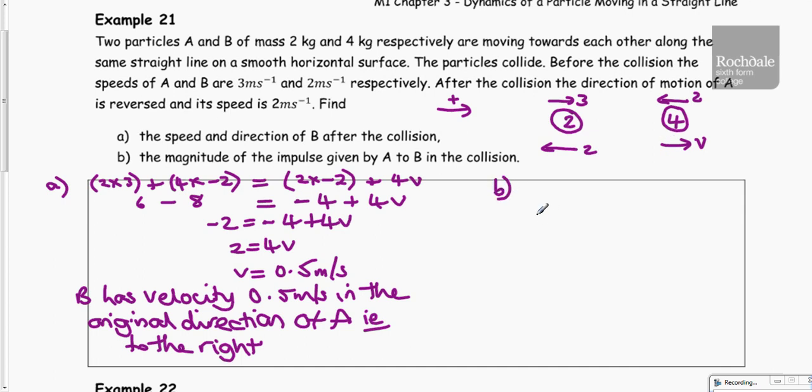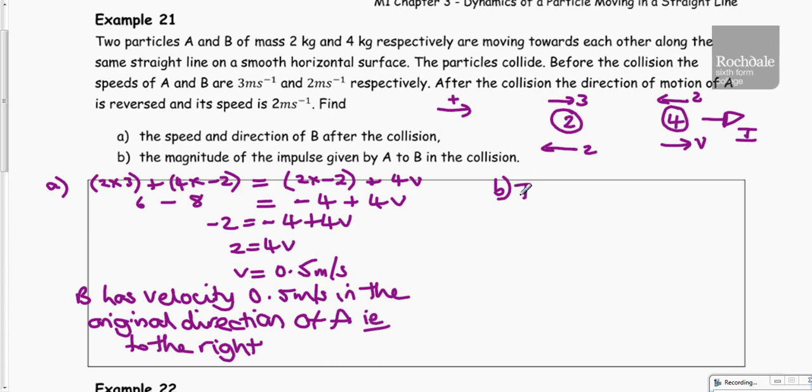Okay, part B, we've got to find the magnitude of the impulse given by A to B. So the impulse given by A to B. It doesn't really matter which one you do because A and B will have an equal and opposite impulse. So whichever way is fine, it doesn't really matter. I'll do it for B. So the impulse, we know it was travelling to the left and now it's travelling to the right. So it must have had an impulse that way to the right.